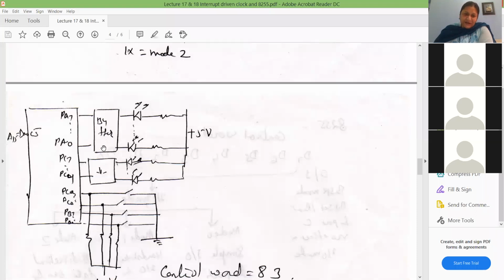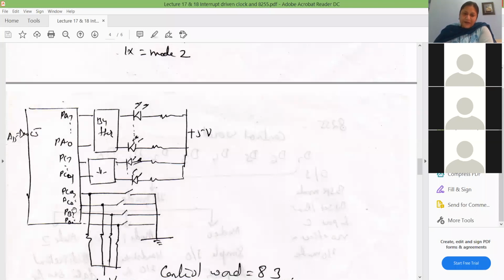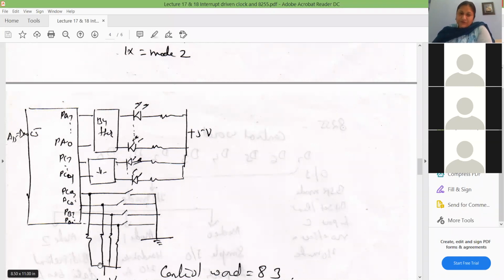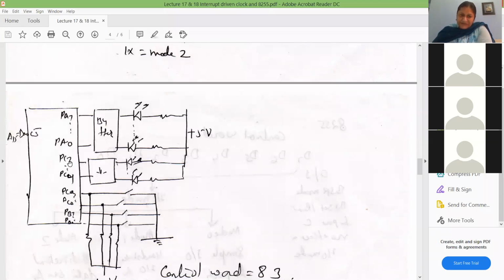And let's say 8 switches are connected to port B, and 4 switches are connected to port C lower. So 12 LEDs are there and 12 switches are there. Switches being connected means a switch can be on or off, so you are reading the status of the switch. So it is an input device. That means you have to define port B as input, port C lower as input, port C upper as output, and port A as output port.